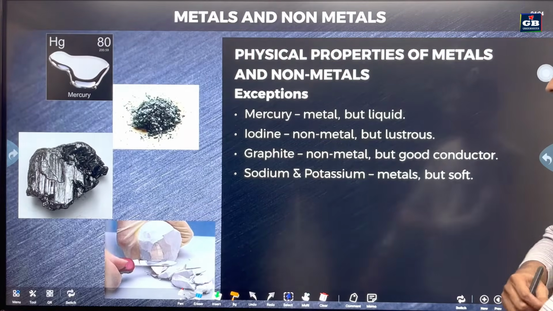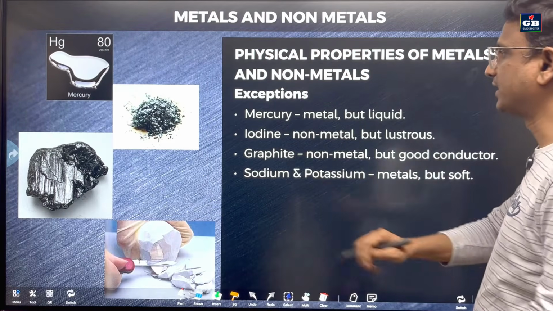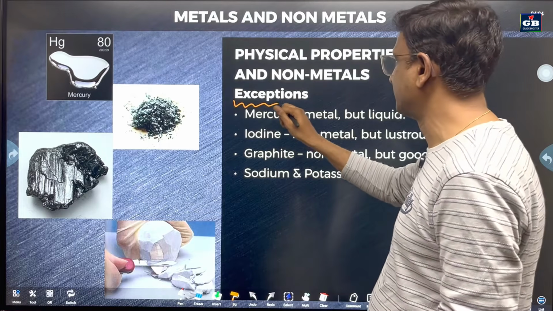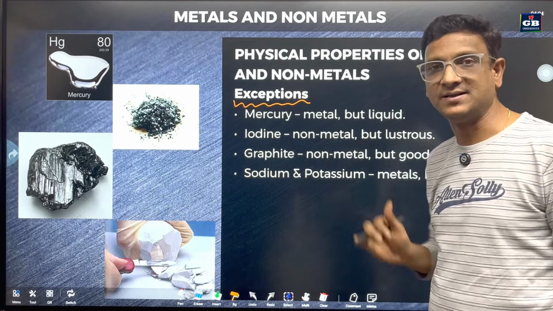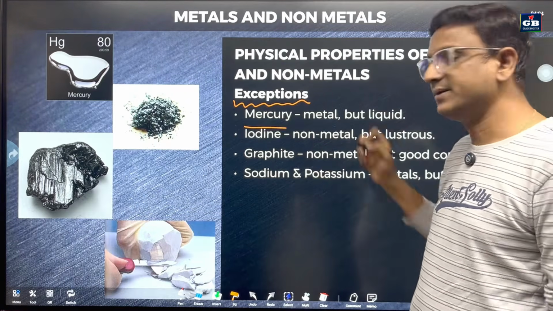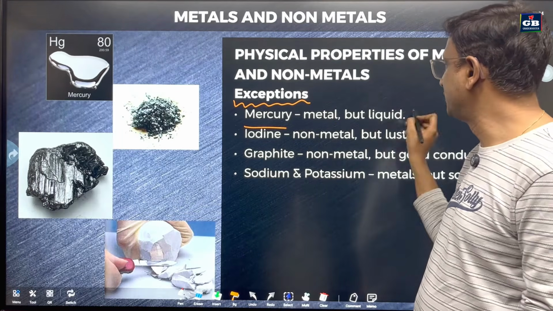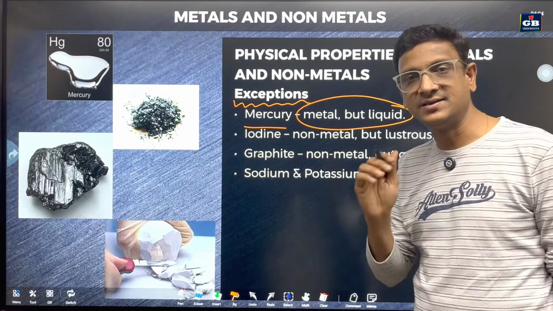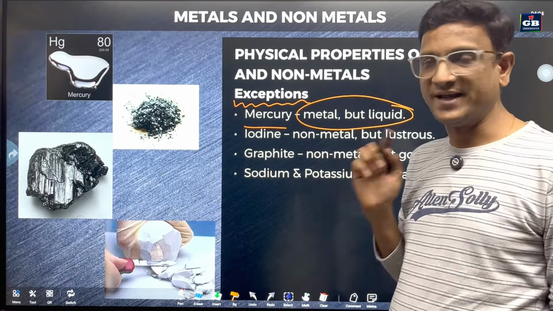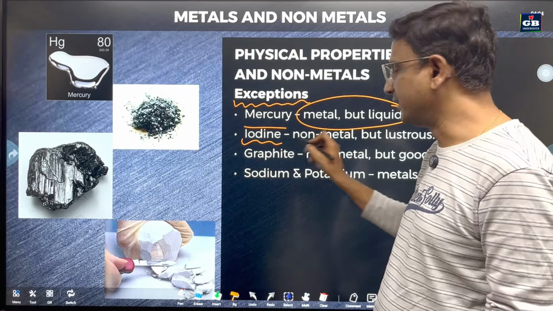Next. So, what are the exemptions? We have seen the properties of metals and non-metals, but there are some exemptions. What are they? Mercury. Mercury is a metal. Usually metals are hard and solids, but mercury is a liquid. It is a metal, even then it is a liquid. That is one exemption.